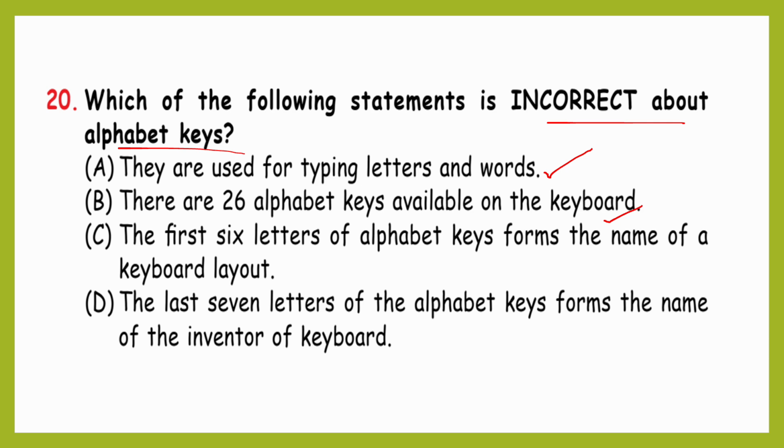The first 6 letters of alphabet keys forms the name of a keyboard layout. Is it correct? Yes. That is QWERTY. These 6 keys forms the name of a keyboard layout. Then the last one, the last 7 letters of the alphabet keys forms the name of the inventor of the keyboard. That statement is wrong. So, option D is the correct answer.